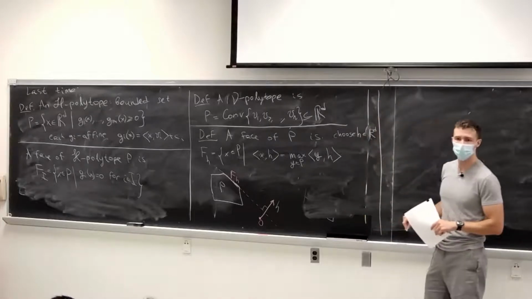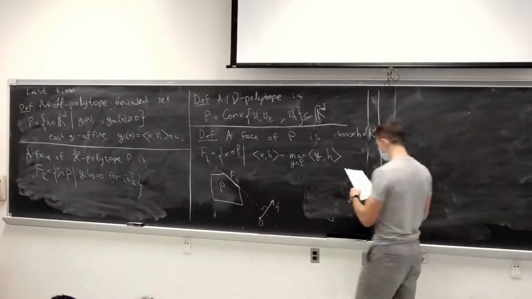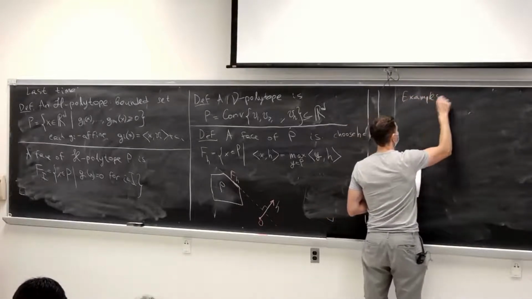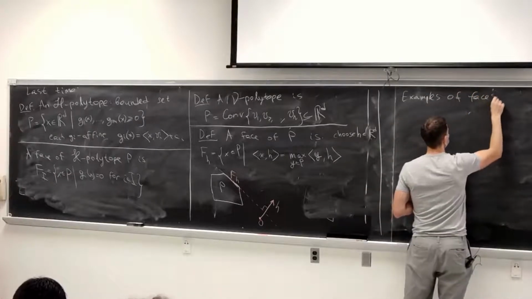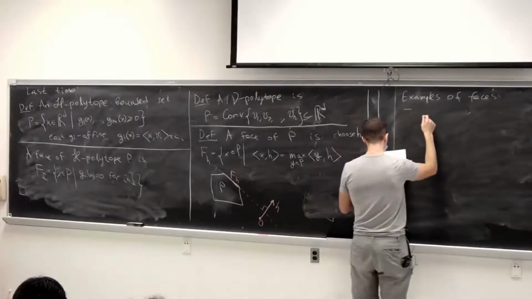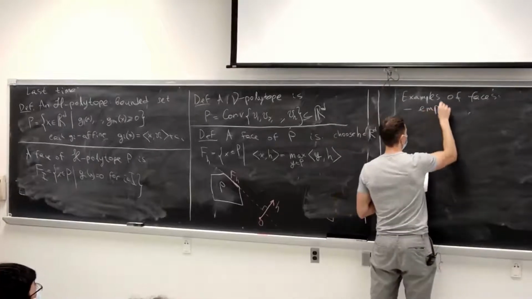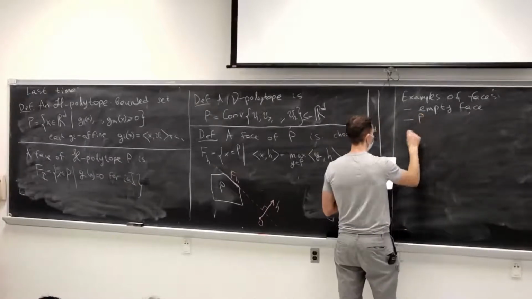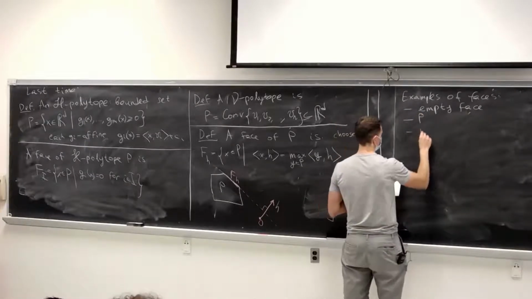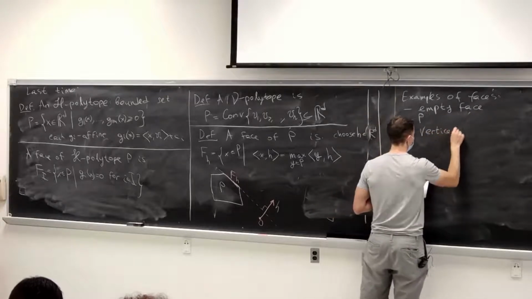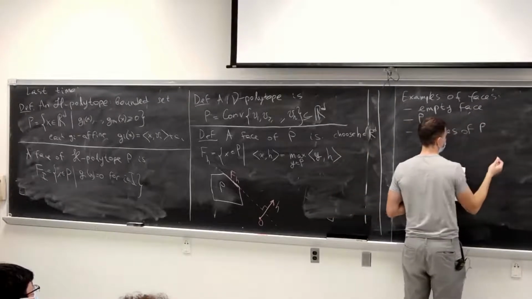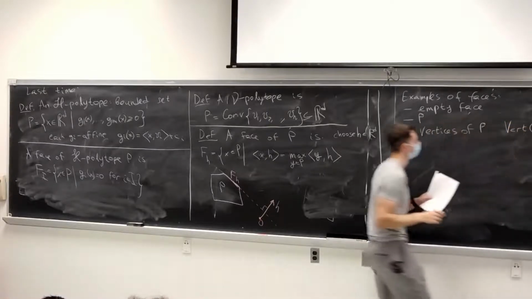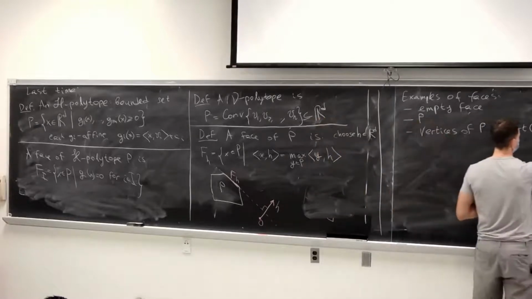And let me try to give a few examples of faces and establish some terminology. Examples of faces. First of all, as I mentioned, there is the empty face. The whole polytope P is also a face. The most important ones for us are going to be the vertices of P, the set of which is denoted by vert of P. These are the zero-dimensional faces, just by definition.